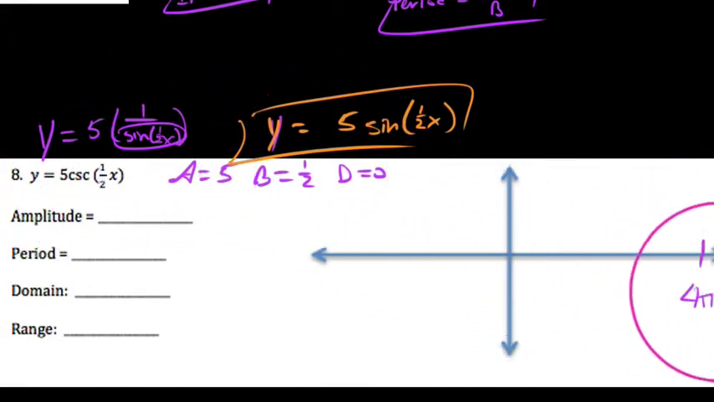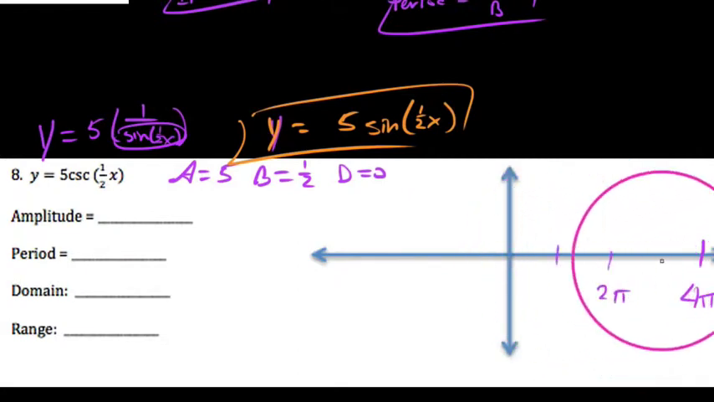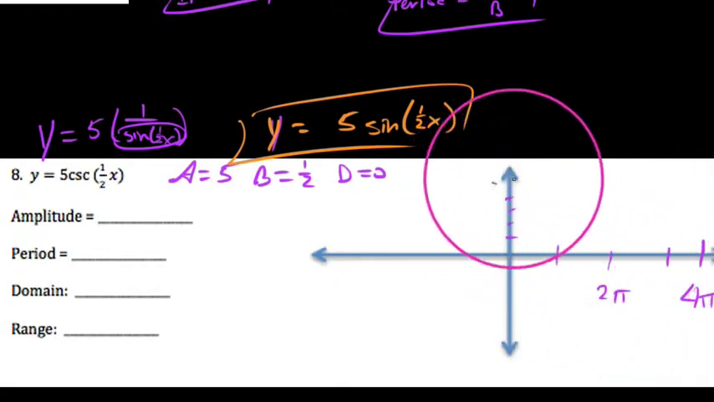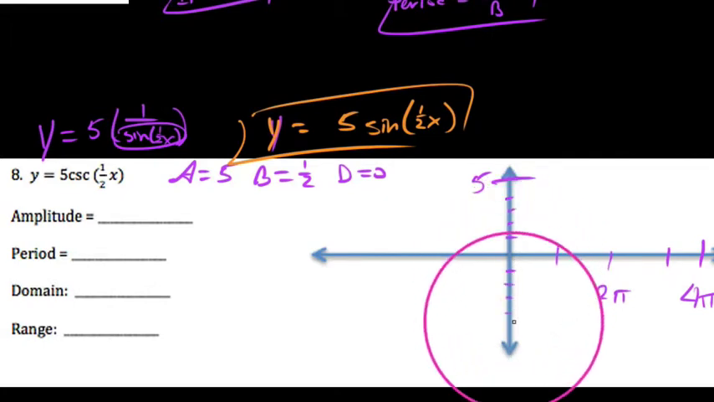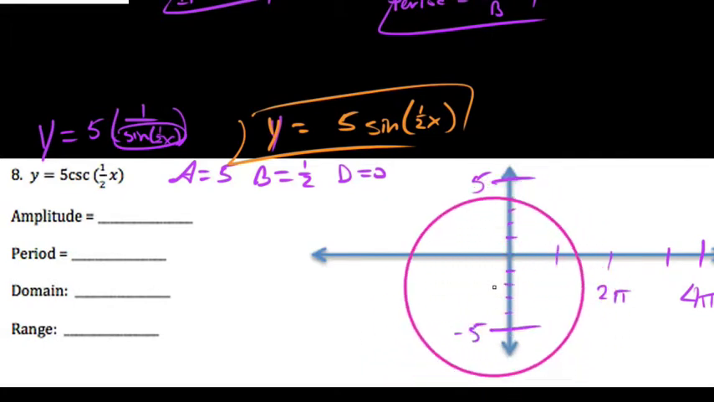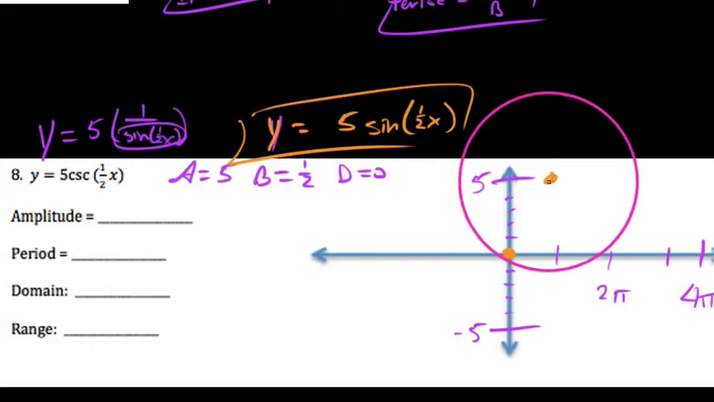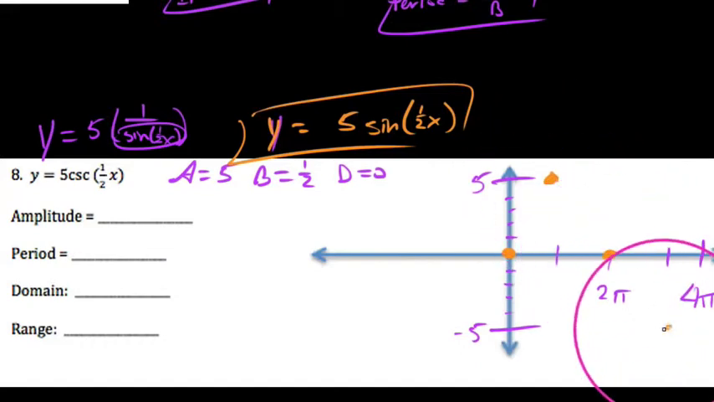This went out to 4 pi. Cut that in half. We have 2 pi. Cut those halves in half. We're going to go up to 5. We're going to go down to -5. And we're going to sketch in this sine curve that we had associated with this. So it's basically the same curve here.